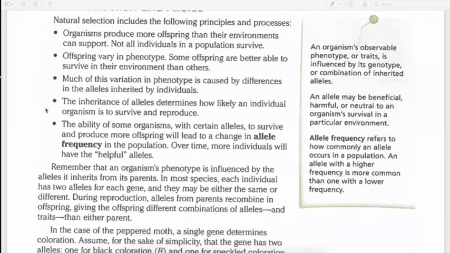The inheritance of alleles determines how likely an individual organism is to survive and reproduce. The inheritance of alleles, meaning which ones do you get? Remember, mom has 2 alleles, dad has 2 alleles. They each only give you 1. So which ones do you get? We talked about that last chapter. It's kind of random. So if you're lucky enough to get the good ones, then you'll have the good traits. If you're not so lucky, then you'll have the bad traits.